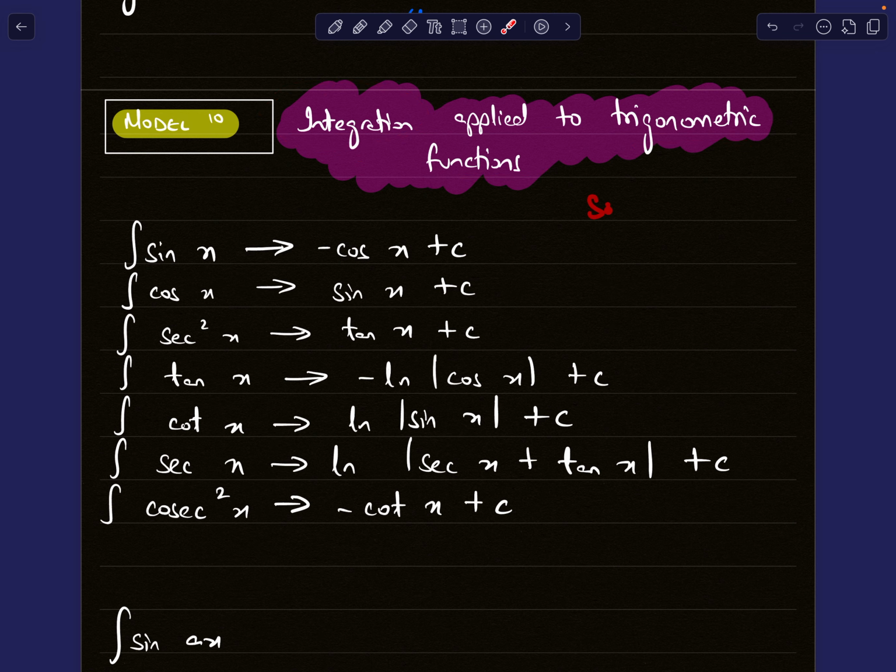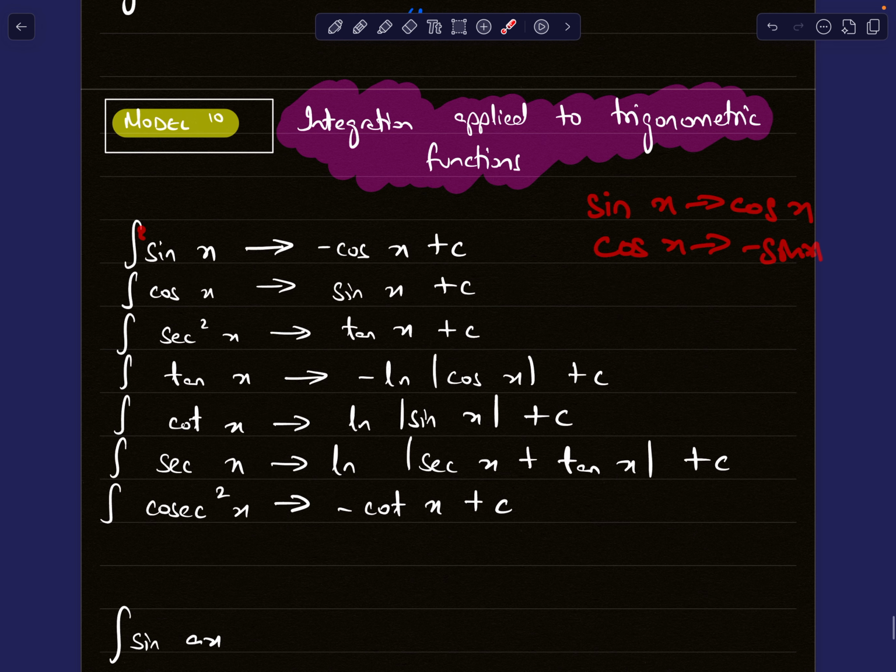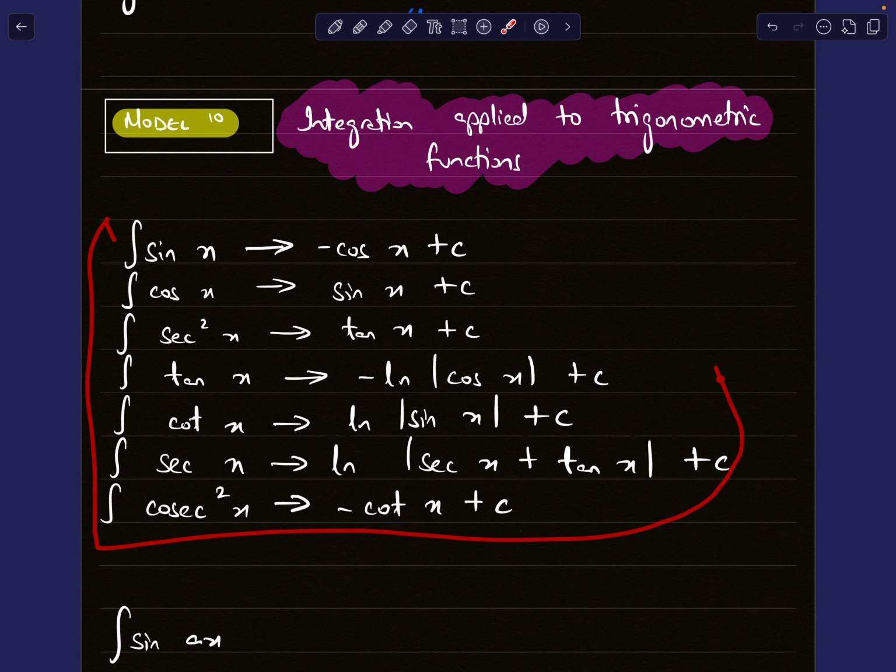recap that the differential of sin x was cos x. The differential of cos x was minus sin x, and this explains why the integral of sin x is minus cos x and why the integral of cos x is sin x. These are the basic integrals which you should remember.